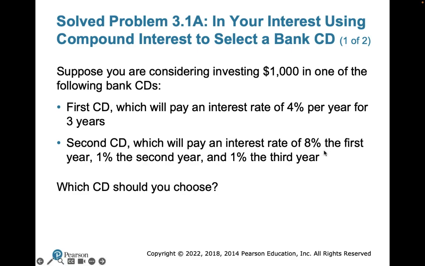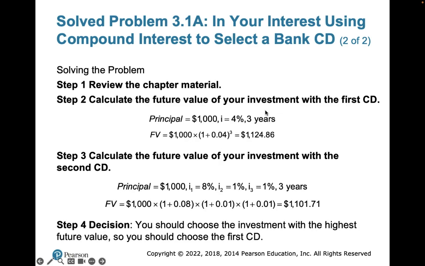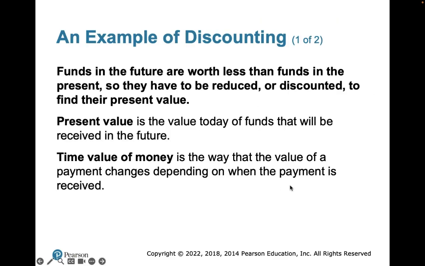The second CD pays an interest of 8% the first year, 1% the second year, and 1% the third year. And this one is just to pay the interest of 4% per year for 3 years. Okay, so we're going to move on. I guess you understand that.